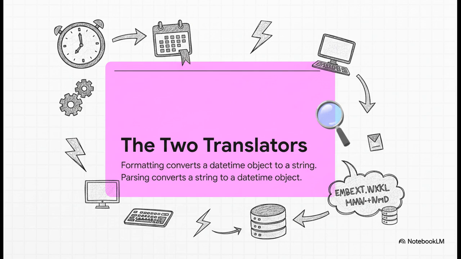Okay, so the good news is Python doesn't leave us hanging. It gives us two essential translators to bridge this gap. The first one is formatting. Think of this as taking that computer object and making it look pretty and readable for us humans. And the second one is parsing, which does the exact opposite. It takes our human-friendly string and turns it back into an object the computer can actually understand and work with.